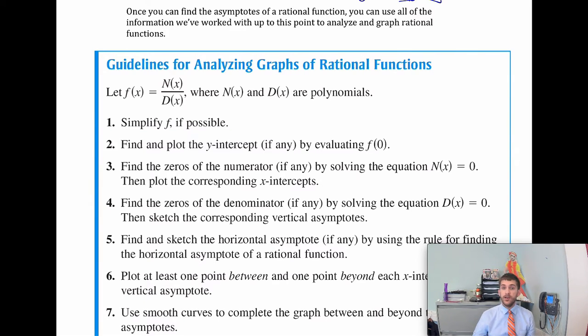Then we're going to find and plot any y-intercepts by evaluating f of 0. In other words, we're going to plug in 0 for x in the function and see what we get. Then to find the zeros, we're going to find the zeros of the numerator, if there are any, by setting the numerator equal to 0, and anything that makes the numerator equal to 0 is going to be a zero. Then we're going to find any zeros of the denominator, which is going to make the vertical asymptotes. So we have x-intercepts from the numerator equal to 0, vertical asymptotes from the denominator equal to 0.